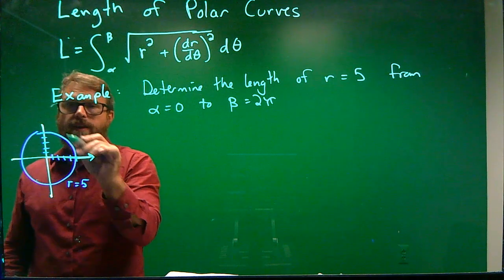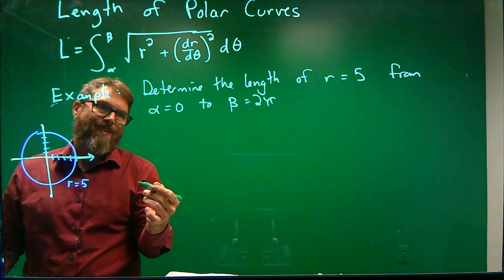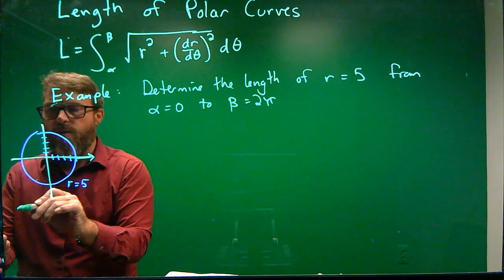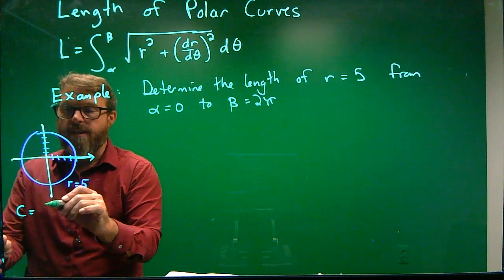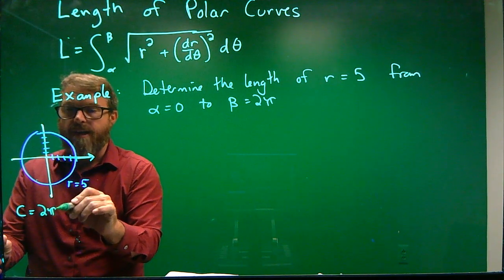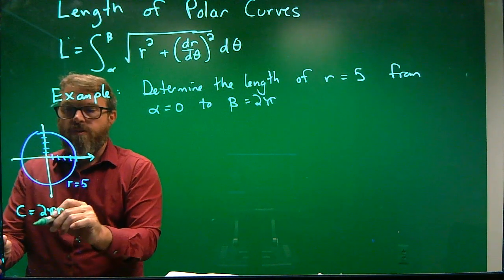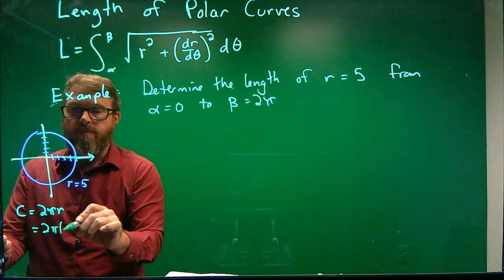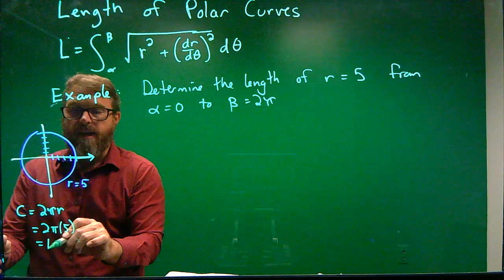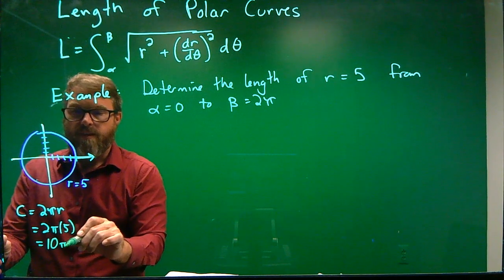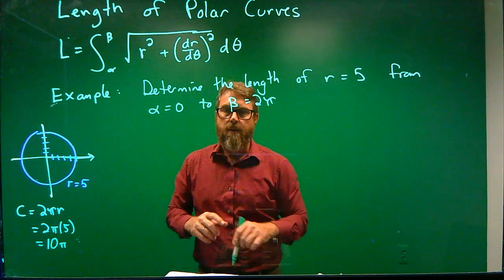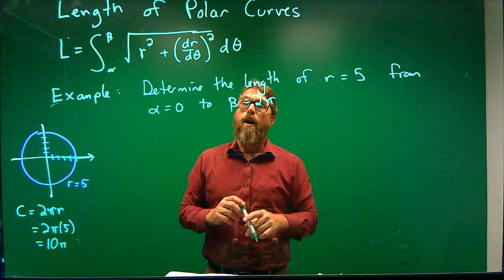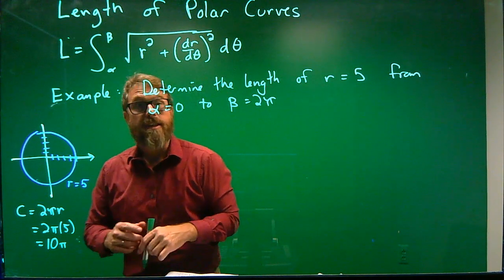Now, when we find the length of the circle, we're really trying to find the circumference of the circle. And what I know from, honestly, a middle school class, is that circumference is going to be 2 pi times r. So this should be equal to 2 pi times 5, which is 10 pi. I want to do this using our formula, and then we'll find, of course, a much more complicated polar curve, and then find that thing's length.